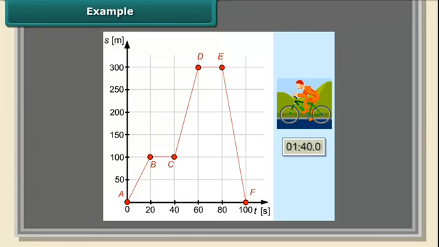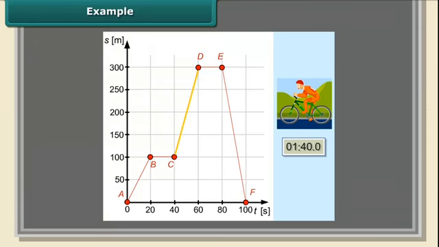his direction of movement. So from segment AB, we can discover that the cyclist covered a distance of 100 meters in 20 seconds, moving at a constant speed of 5 meters per second. Segment BC indicates that the cyclist stopped after having traveled a distance of 100 meters. From segment CD, we can see that the cyclist went on to move with a greater speed.